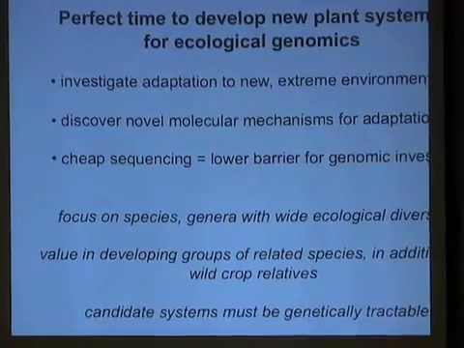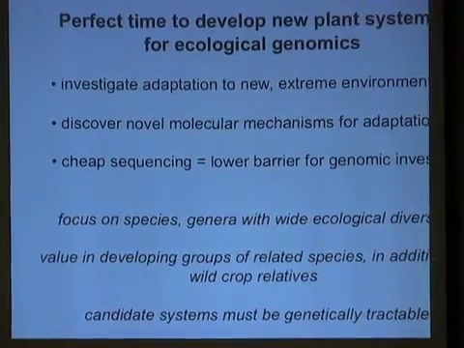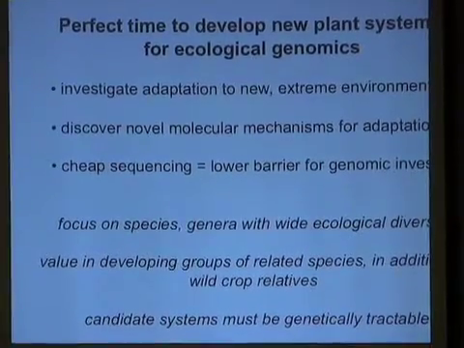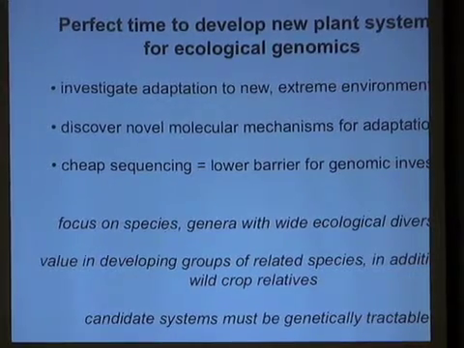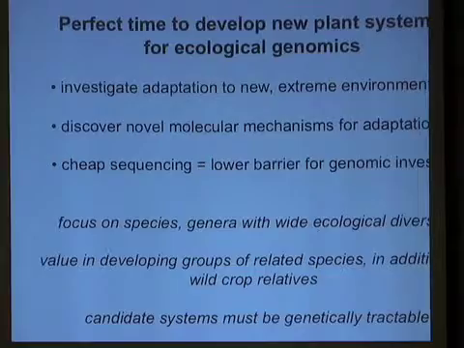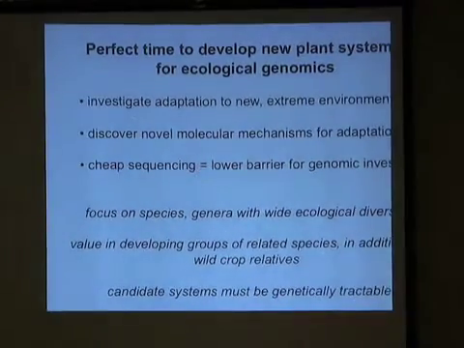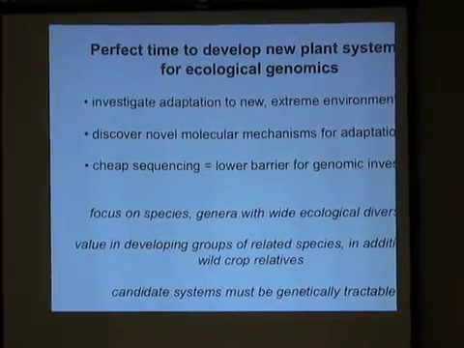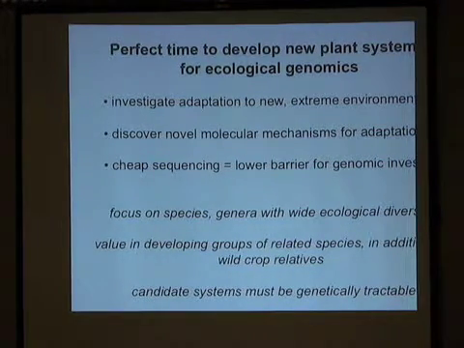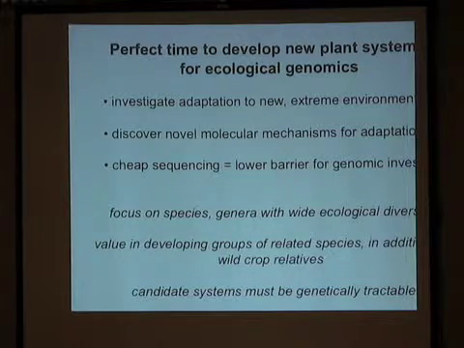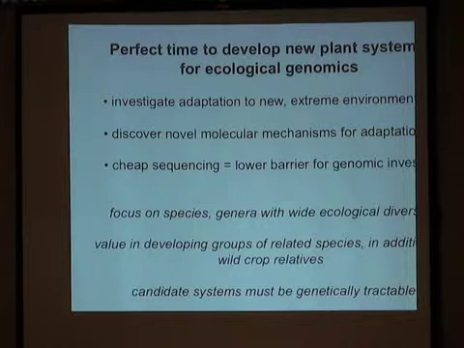I think that this is a perfect time to develop new plant systems for understanding ecological genomics. The reason for this is that by studying novel plant systems that haven't traditionally been studied in great detail, we can investigate adaptation to new or extreme environments. We might discover novel molecular mechanisms for adaptation. And now that we have increasingly inexpensive sequencing, there's a much lower barrier for genomic investment.